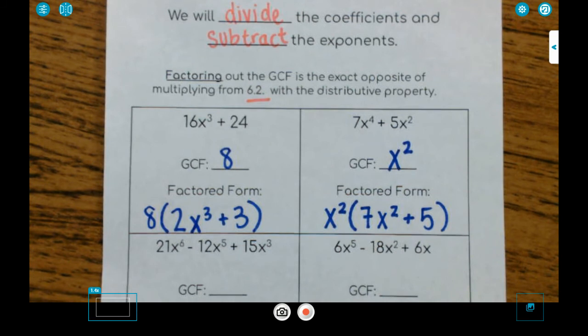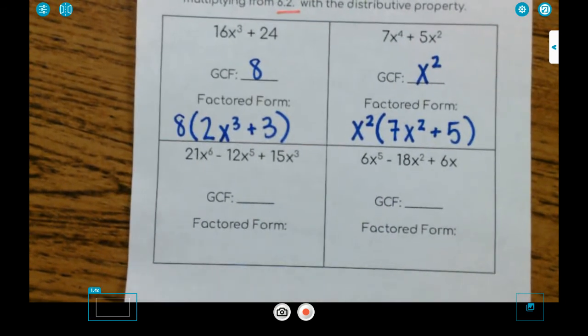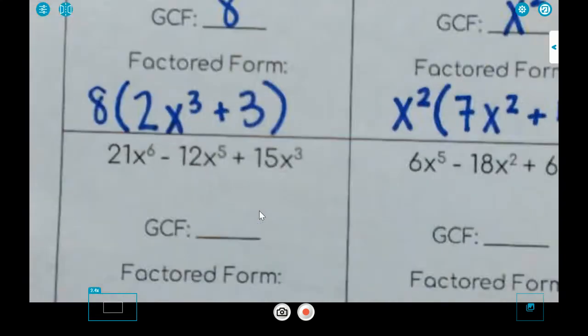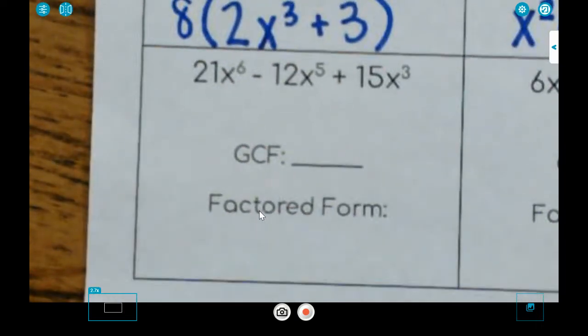Okay, we've got 2 more then, and on these last 2, we're going to be dividing out both numbers and x's, which is what you're going to do on most of them. So the next one we've got, I'm going to zoom in a little bit, 21x to the 6th minus 12x to the 5th plus 15x cubed.